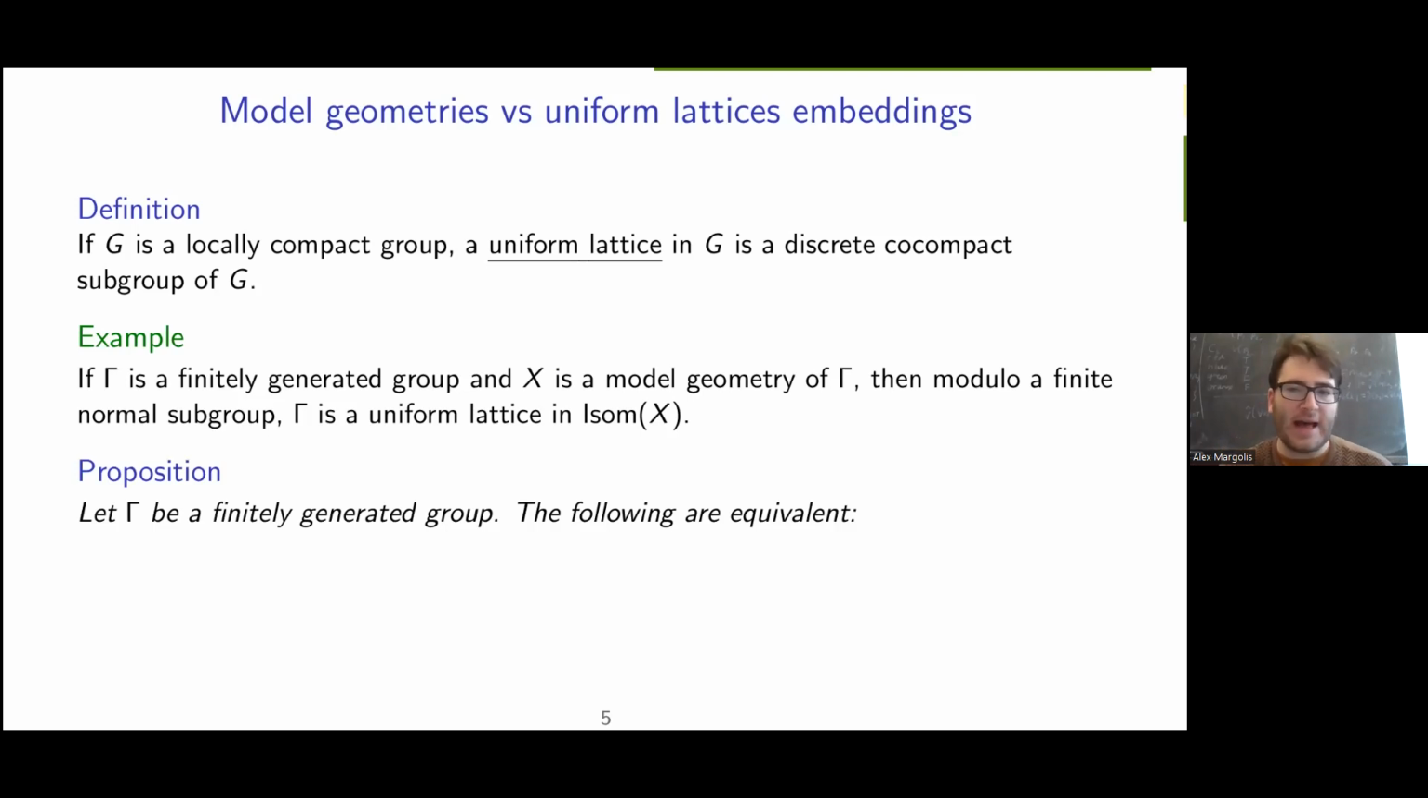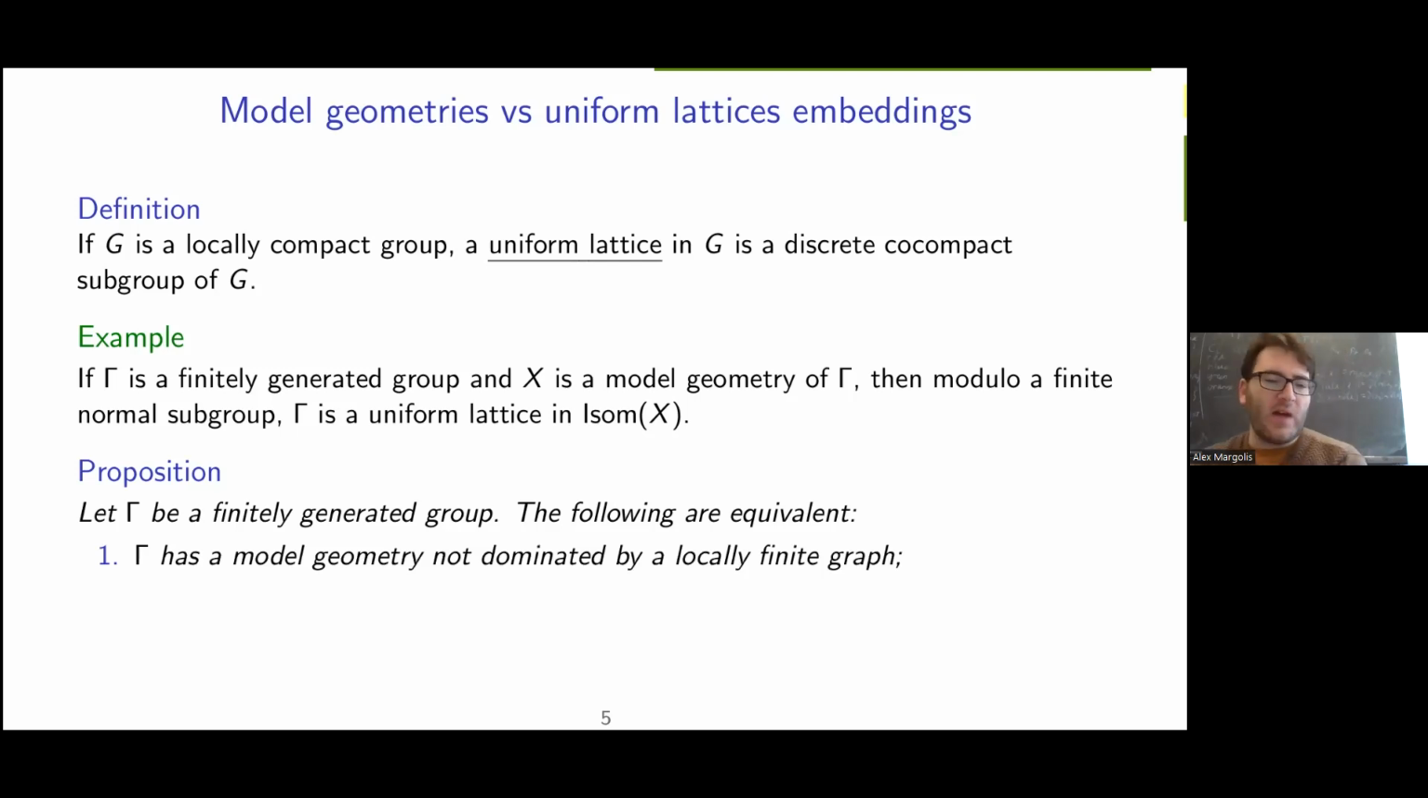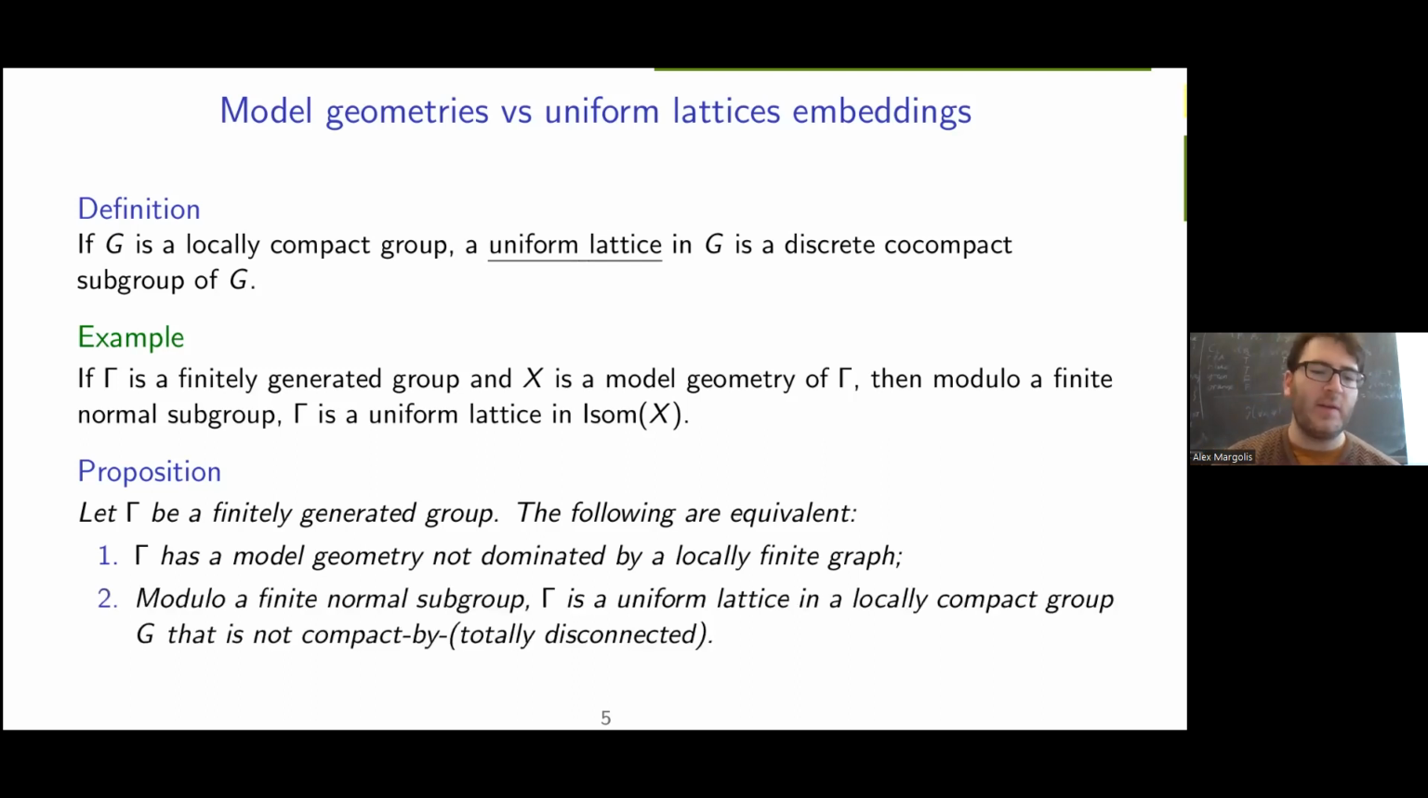And we can now state a proposition which states how the problem on the previous slide is equivalent to understanding uniform lattice embeddings of gamma. So if we have a finitely generated group gamma, then it has a model geometry which is not dominated by a locally finite graph, if and only if, modulo some finite normal subgroup, the group gamma is a uniform lattice in some locally compact group that's not compact by totally disconnected.